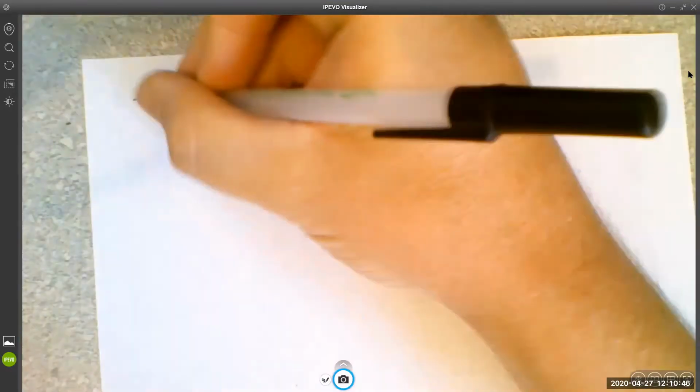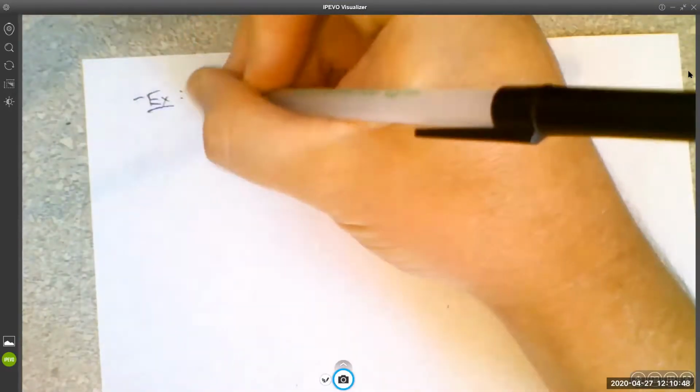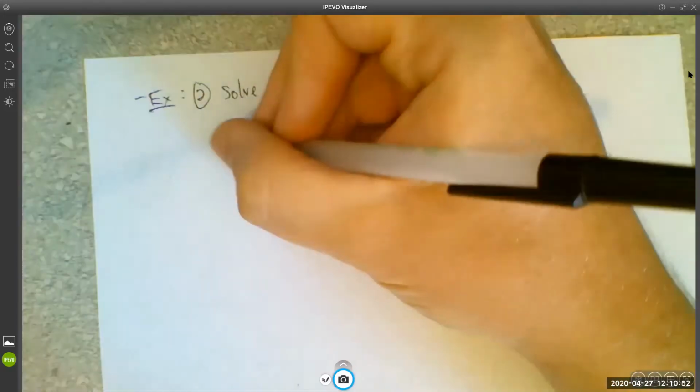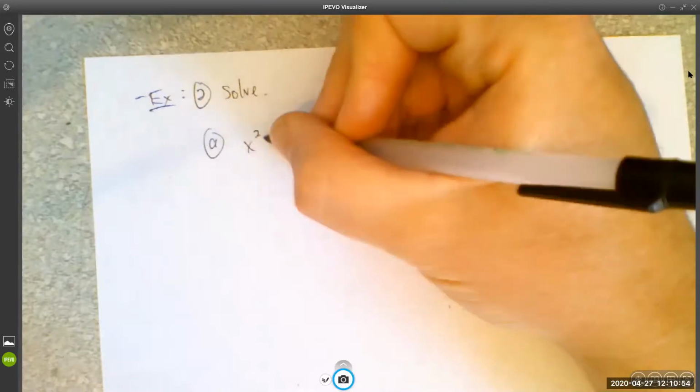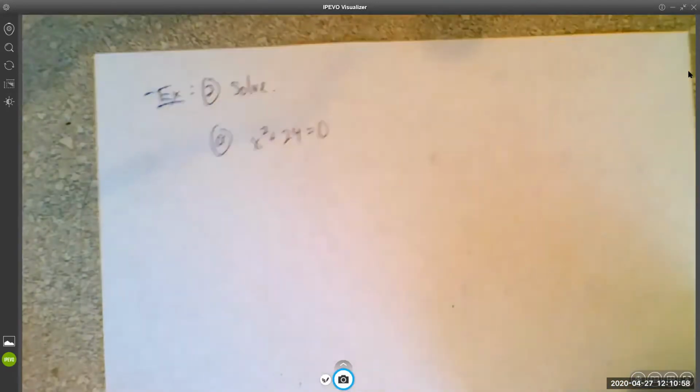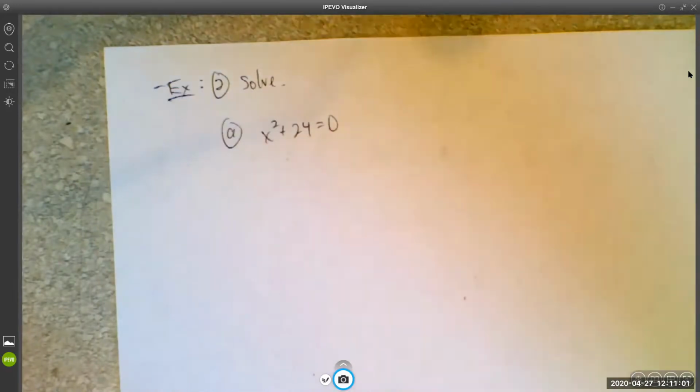But for now, we can see this with quadratic equations at least. So let's solve a couple equations. Let's do x squared plus 24 equals 0. So go ahead and give the video a pause and see if you can work that one out.